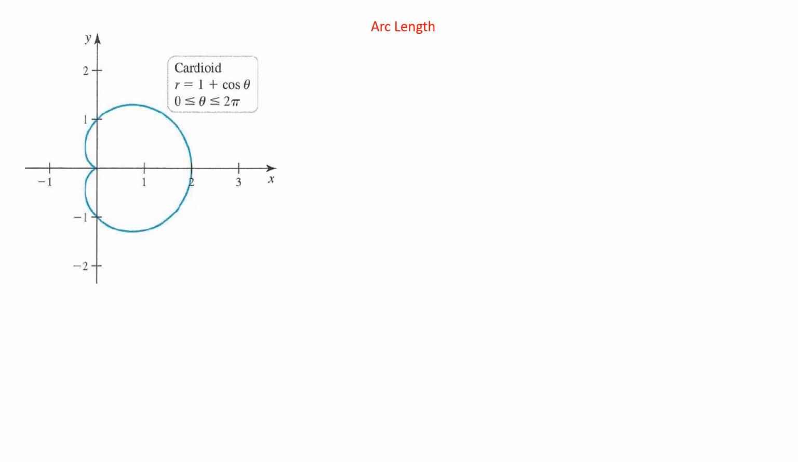If we want to find the arc length of something, like let's say the cardioid we've been working with, we have r is 1 plus cosine theta from 0 to 2 pi. We have f of theta is 1 plus cosine theta, which means f prime of theta is going to be, the 1 goes away, so we just have the derivative of cosine, which will be negative sine theta. So we can plug this into the equation.